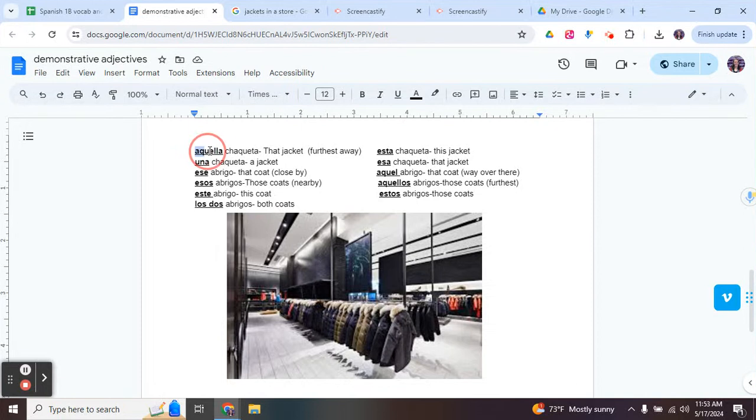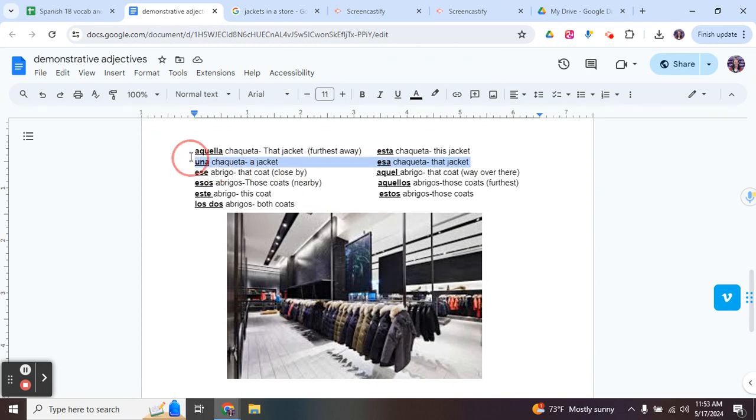Okay, when we say aquella, and I have jackets and coats here, but same basic thing. So aquella is the one that's furthest away. So aquella chaqueta would be one that's like over here somewhere, like way back here. So if I said, ¿Te gusta ese abrigo? Do you like that coat? And I point to this one right here. You could say, no, me gusta aquello. Well, aquella, if it's chaqueta. So notice abrigo is masculine and chaqueta is feminine.